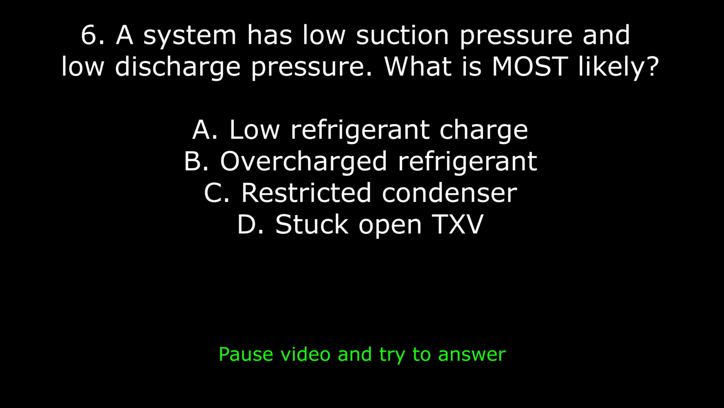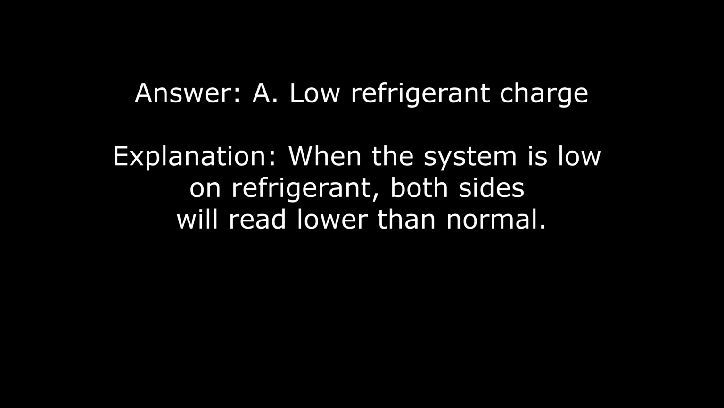6. A system has low suction pressure and low discharge pressure. What is most likely? A. Low refrigerant charge. B. Overcharged refrigerant. C. Restricted condenser. Or D. Stuck open TXV. Answer: A. Low refrigerant charge. Explanation: when the system is low on refrigerant, both sides will read lower than normal.